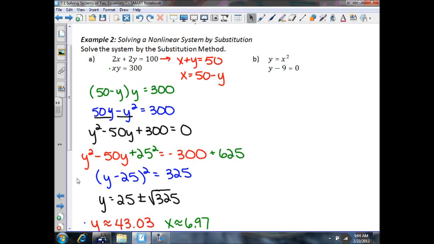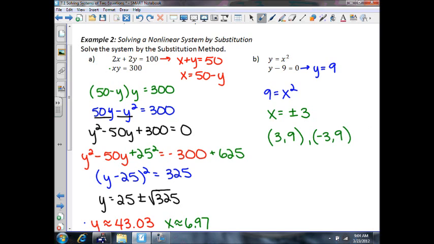Now, for example B, if we solve the second equation for y, y will equal 9. That means 9 will equal x squared. That means x will equal plus or minus 3, because the square root of 9 is 3. So our answers will be 3, 9, or -3, 9. That's a nice easy one to solve there. But again, it is nonlinear, so that's why it works.